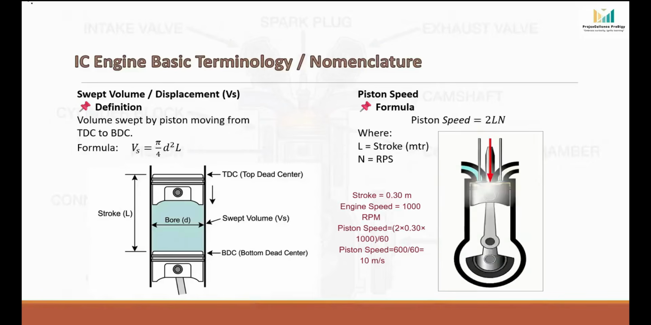Suppose stroke is 0.3 meter and speed is 1000 rpm. We can calculate the piston speed with this formula 2 into L into N. So it will be 2 into 0.3 into 1000 divided by 60, because revolution we have to take in revolution per second, RPS. So it will come to 10 meter per second. So piston mean speed is 10 meter per second.